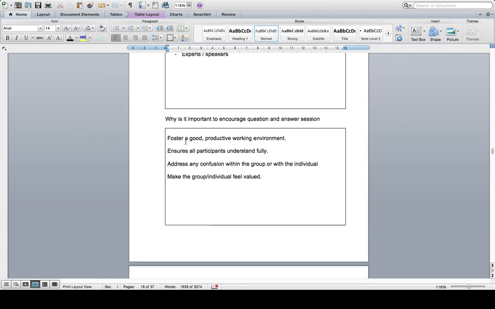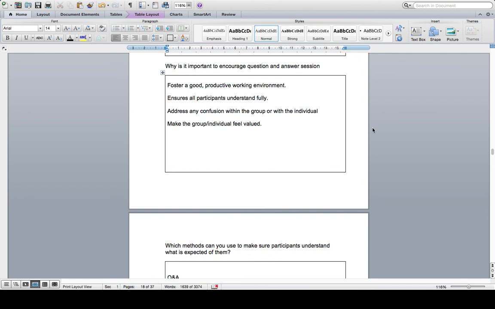All right. Next up, we have got why is it important to encourage questions and answers in the session? So you want as much input from your participants as possible, because the more input you get, the more effective your session can be. You can address certain aspects, you can give demonstrations on certain aspects. If you're trying to promote a question and answers session, you are fostering a good, productive working environment. It's a two-way road. It's not, as I said before, just you saying do this, do that. It's a good working environment if you're trying to promote a good question and answers session.